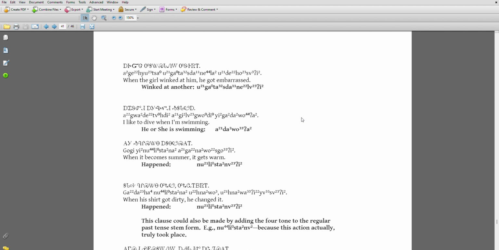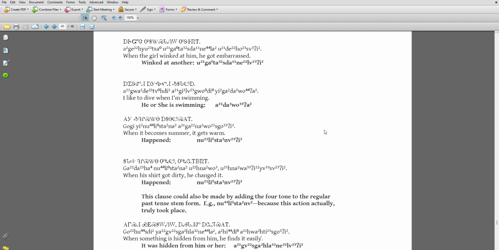When it becomes summer, it gets warm. Gogi inustana. Agana woskoi. Gogi, summer. Inustana. When it happens. Agana woskoi. It's warm, or gets warm. And then nustanai means it happened.